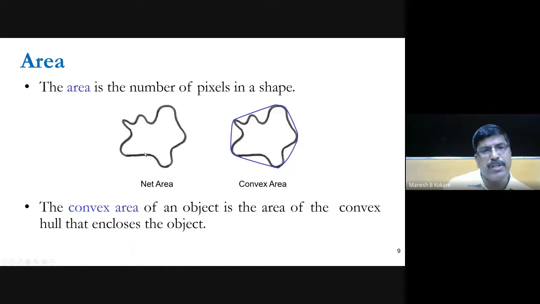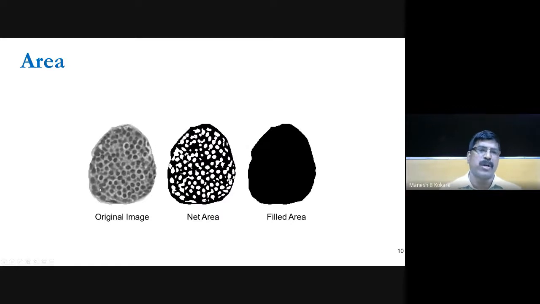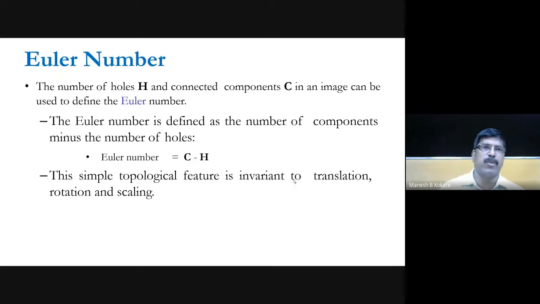So this is a region-based approach. A very simple approach: you just have to calculate the number of pixels within that region. So this is, for example, the original image, and then the net area is this one. If you consider all those filled areas, the holes are filled, and then you get this filled area. So you basically have the option: either you can go with the net area or with the filled area, depending upon your choice. So these are the simple features which we can obtain from the region-based approach.